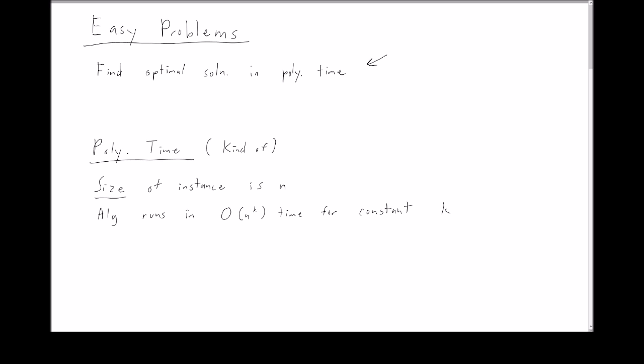To be a polynomial time algorithm, the algorithm has to run in order n to the k time for some constant k. This is our big O notation for the running time of our algorithm, and it's important here that this is some constant k. So for example, if we have an algorithm that runs in order n to the square root of n, this is not polynomial. Any algorithm that runs in big O of n to the k time for some constant k is going to be described as a polynomial time algorithm.